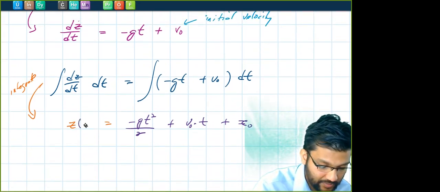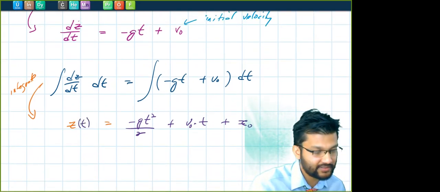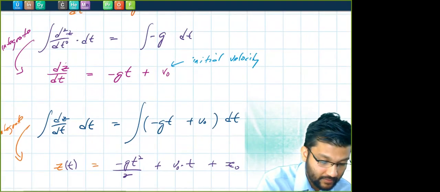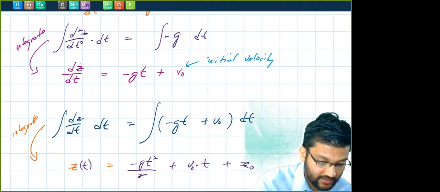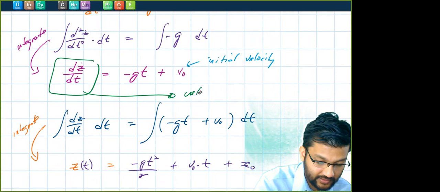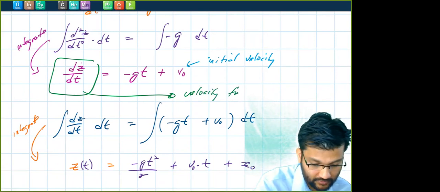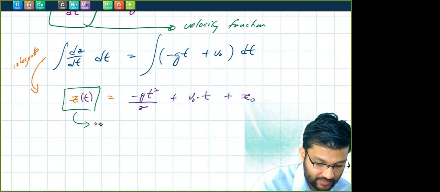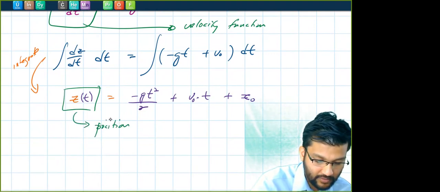Some people usually put a little time parentheses there to show that this function is a function of time. So this here is the velocity function. This here is the position function.